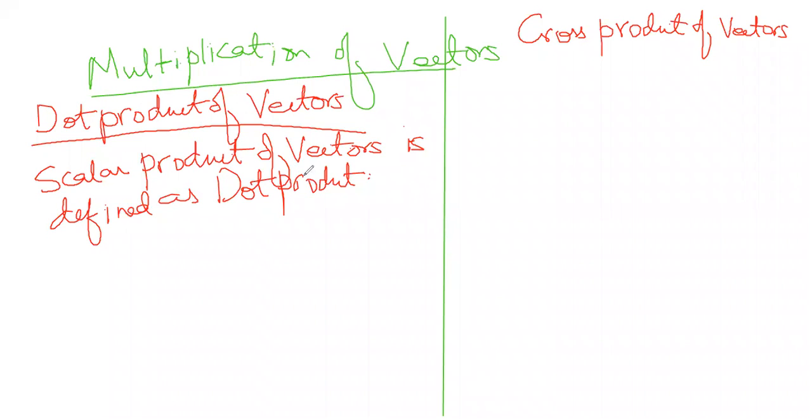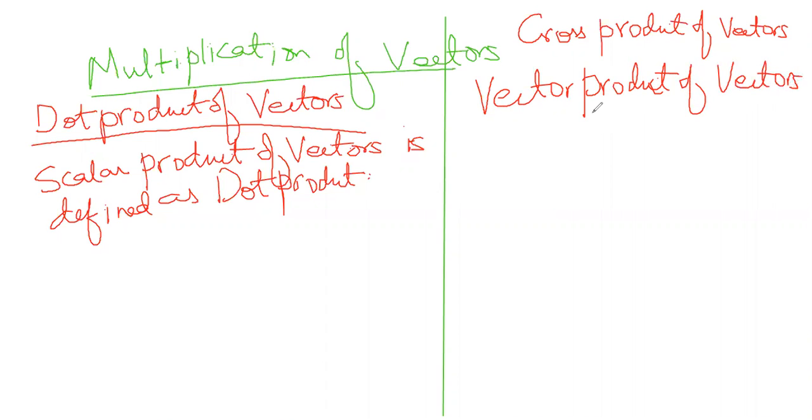So scalar product of vectors is defined as dot product. Okay, understood? Yes, sir. What is cross product now? It is nothing but vector product. Vector product of vectors is called cross product. Okay, cross product, not products. Hope you understood this.